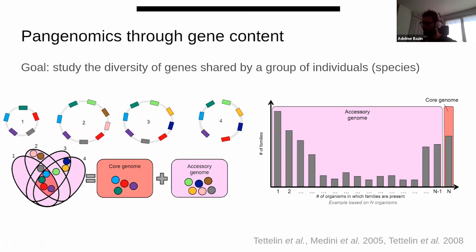However, as you can notice, it's not very stringent. If you have gaps in your assemblies, for example, you might be missing genes in your assemblies, but the genes are actually present in the genome that you're studying. So it will drop the core genome artificially.